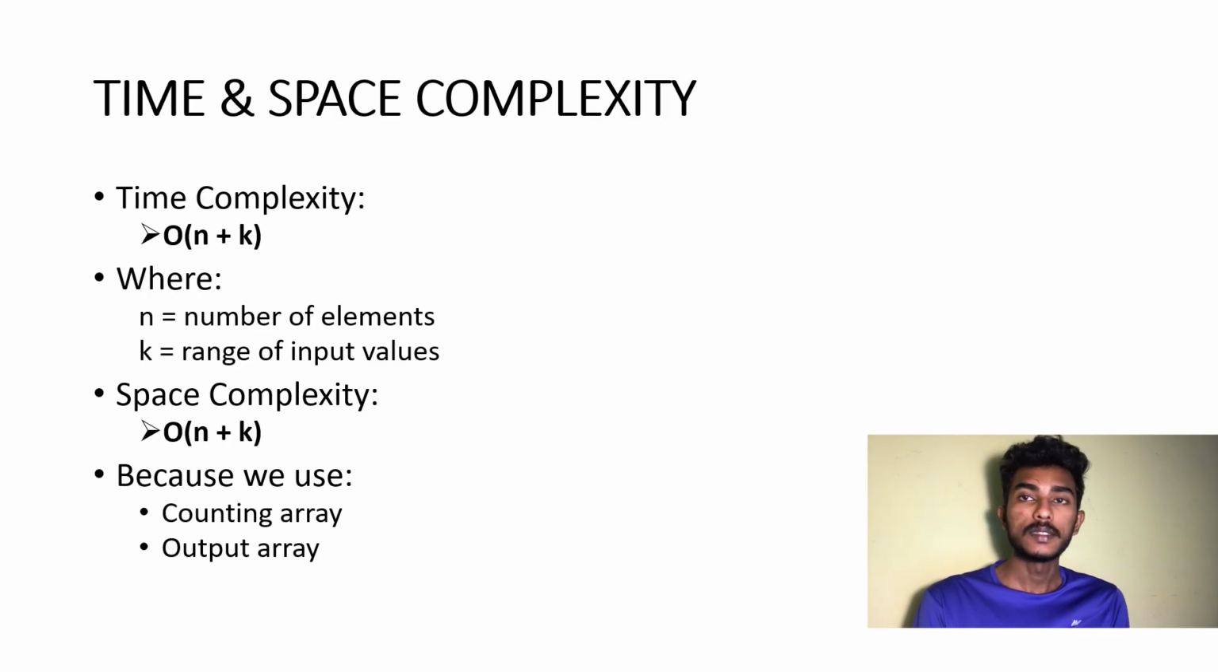Time and space complexity. Time complexity is n plus k, where n is the number of elements and k is the range of input values. Space complexity is also n plus k because we use a counting array and an output array.